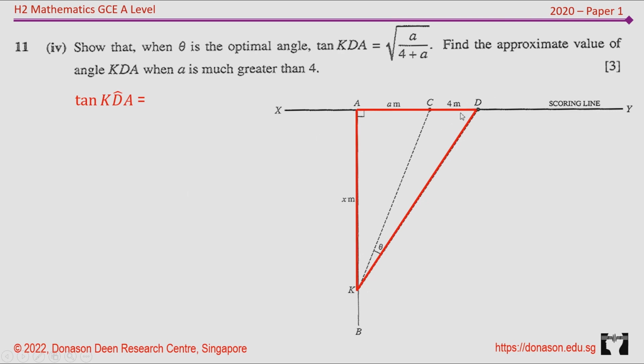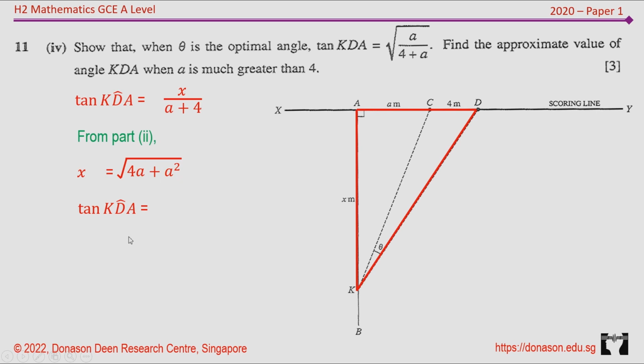So tangent of KDA, that means the tangent of this angle, would be equal to the opposite, which is x, over the adjacent, which is a plus 4. So x over a plus 4, that is the tangent of KDA. From part 2, we saw that x equals the square root of 4a plus a squared, which is the value of x when theta is optimal. So I can go to the x here and replace it with this.